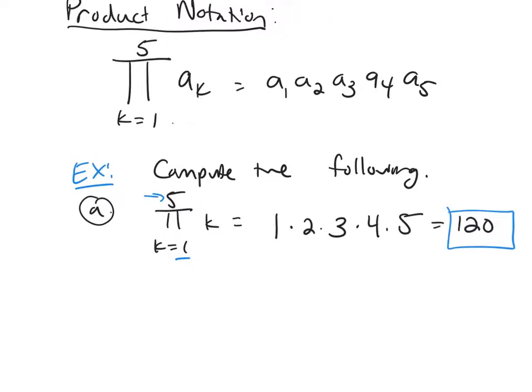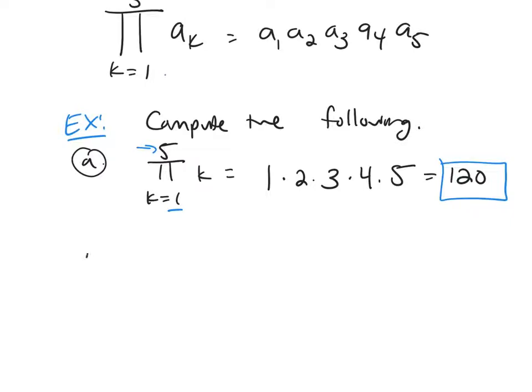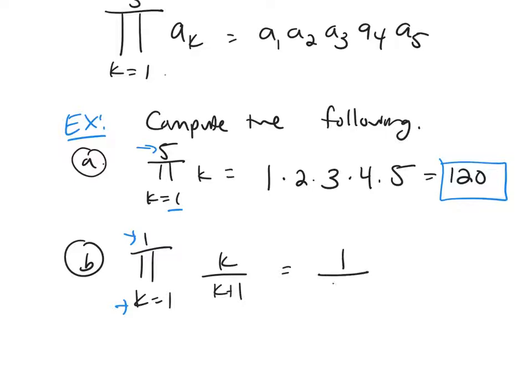Let's do one more of these. A product from k equals 1 to 1 of k over k plus 1. So here I start at 1 and I end at 1. So there's just one number you're plugging in. You're not actually multiplying anything. 1 over 1 plus 1, or 1/2.